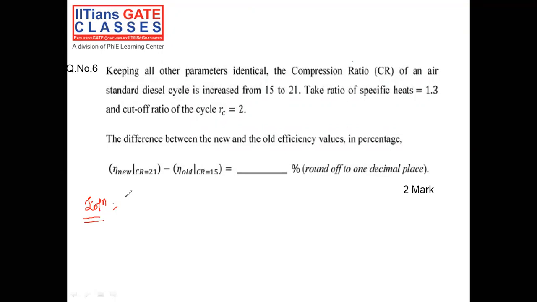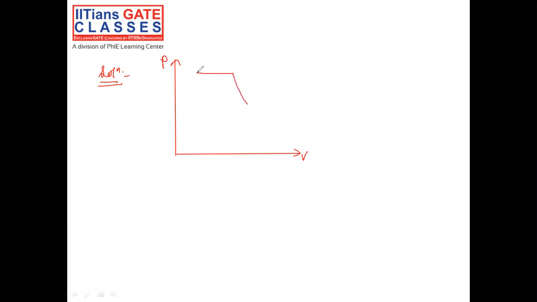Now, coming to the solution of question number 6, let me discuss it separately. Okay, solution. First of all, let me draw a figure of the PV diagram, P versus V diagram. Now we know, just as we have drawn in the first question of this set 2: 1 to 2 is isentropic compression, 2 to 3 is heat addition at constant pressure, an isobaric process, and 4 to 1 is the isochoric, that is constant volume, process.